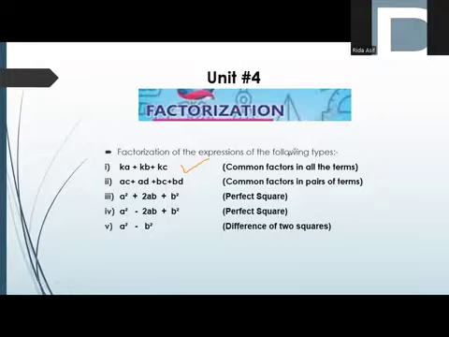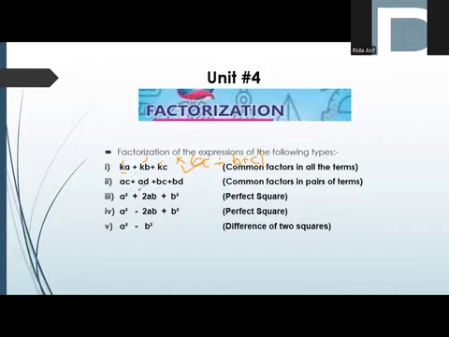The common factor in all the terms: here we can see that k is common in the whole expression. What we can do in this expression is take out common k and we get the answer. If we are factorizing this expression, we will take out k as common, and what will be left inside our bracket? We get a plus b plus c, right? We get k as common.